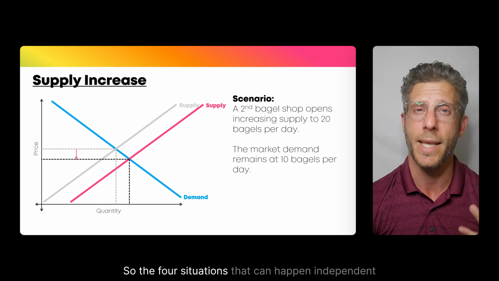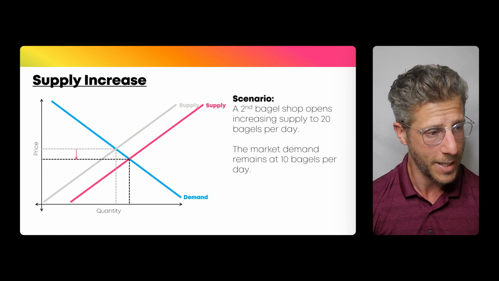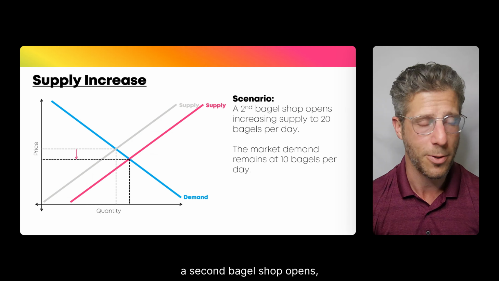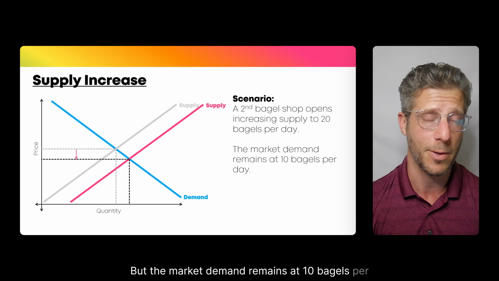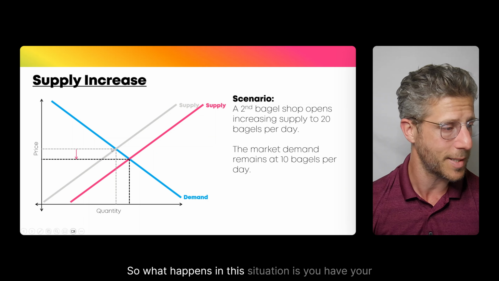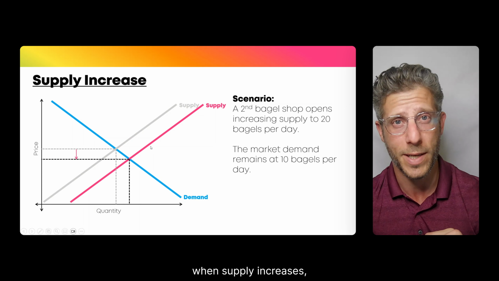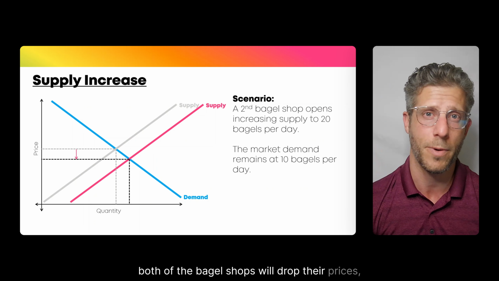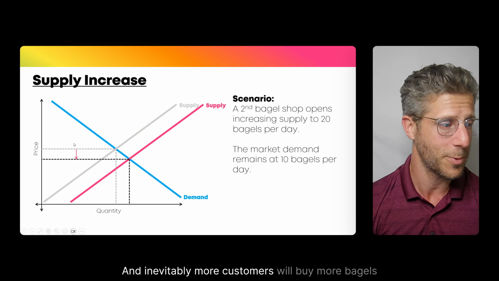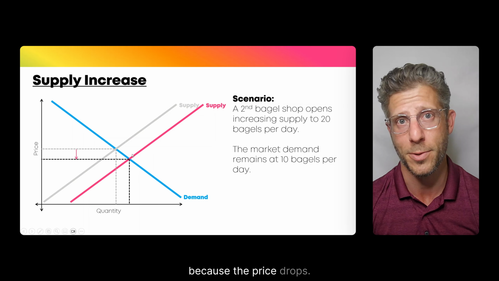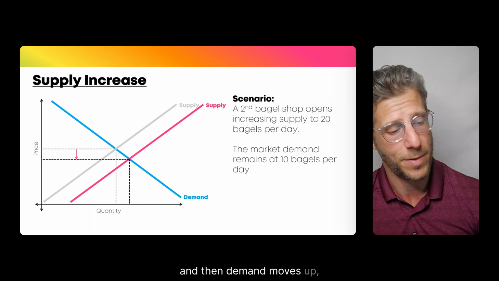So there are four situations that can happen independent of each other. You have a supply increase, first and foremost. In this scenario, a second bagel shop opens, increasing the supply to about 20 bagels per day. Market demand remains at 10 bagels per day. So what happens in this situation is your supply increases. When supply increases, both of the bagel shops will drop their prices to try to attract customers. And inevitably, more customers will buy more bagels because the price drops. So supply goes up, prices go down, and then demand moves up.